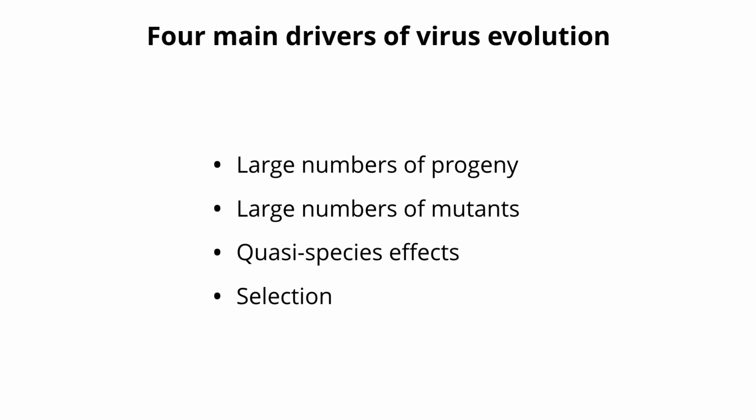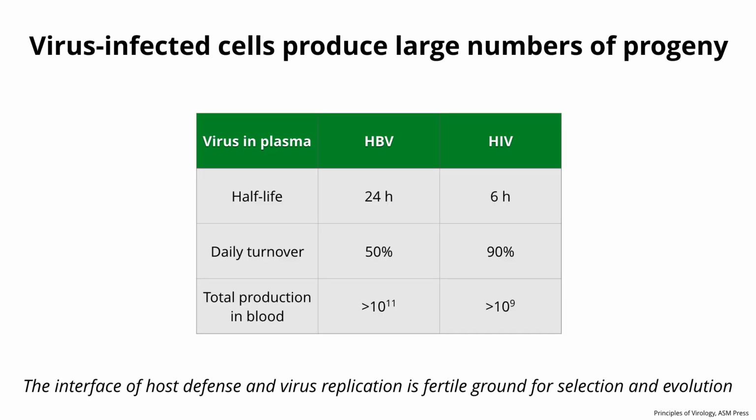So let's examine how this happens. We've already alluded to in this course the fact that viruses make lots of progeny when they infect cells. So here are 2 examples just to remind you. Hepatitis B virus. The virus turns over every 24 hours. The half-life is 24 hours, 50% turnover daily, total production in blood daily over 10 to the 11th virus particles. It's a huge amount of virus. HIV, the half-life is even shorter, 6 hours. The daily turnover, this is remarkable. 90% of all the HIV made in one day, about over 10 to the 9th particles, turns over in 6 hours.